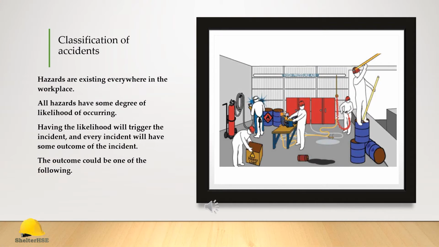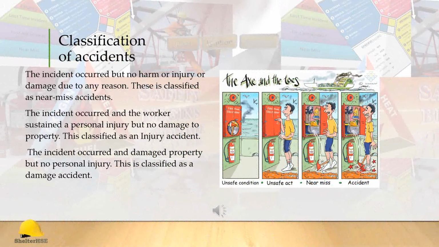Hazards exist everywhere in the workplace. All hazards have some degree of likelihood of occurring. Having the likelihood will trigger the incident, and every incident will have some outcome. The outcome could be one of the following. The incident occurred but no harm or injury or damage due to any reason. This is classified as a near-miss accident.